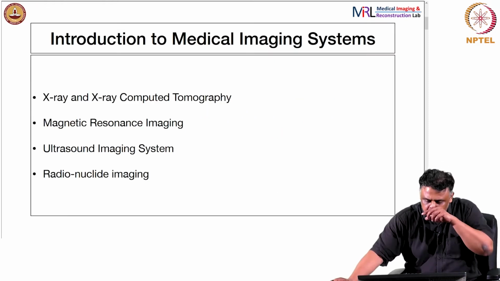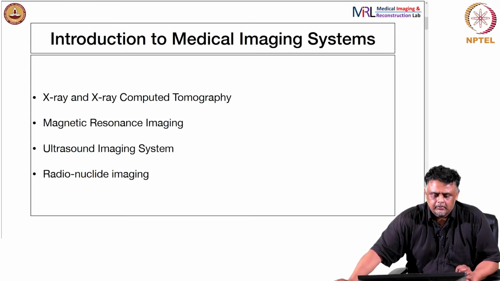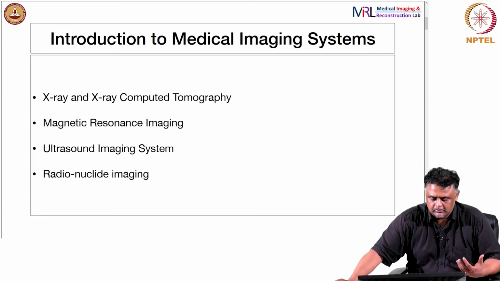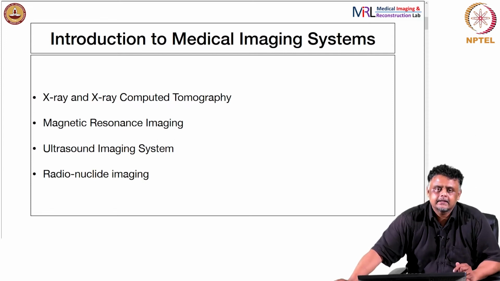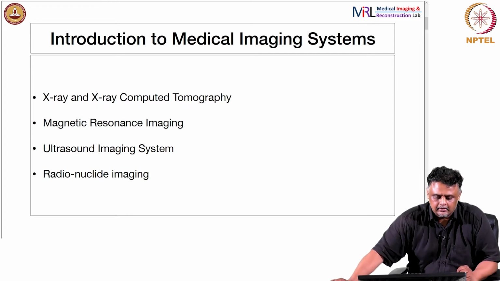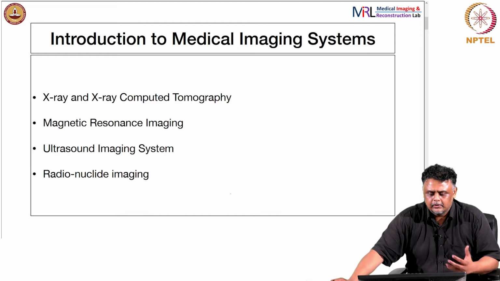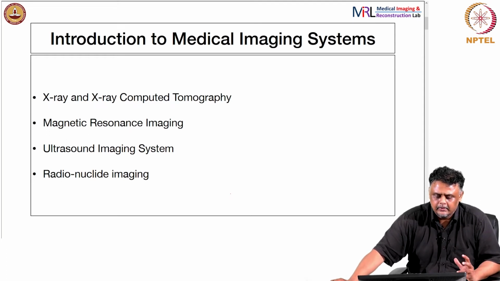Okay. So, these are the four imaging systems that we will look at: X-ray imaging or X-ray projection radiography and X-ray computed tomography, magnetic resonance imaging, ultrasound imaging systems and radionuclide imaging. Not necessarily in this order, but we will cover all these four to get an understanding of what the images produced by these systems actually represent, like I stated before.